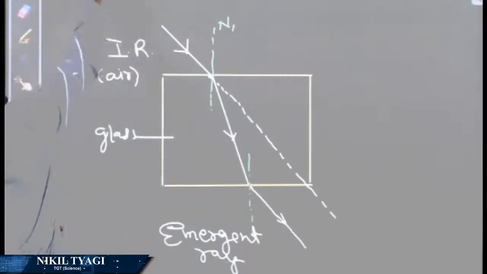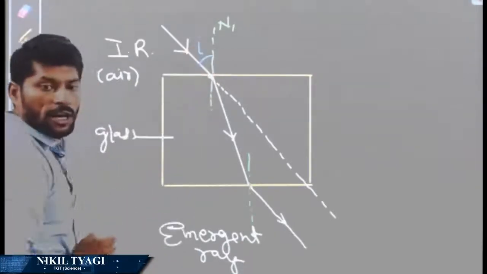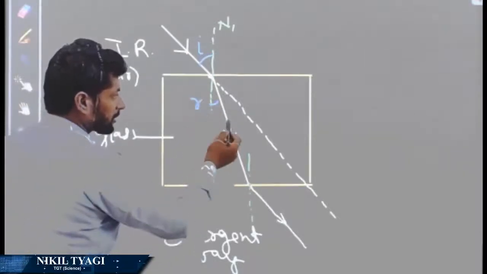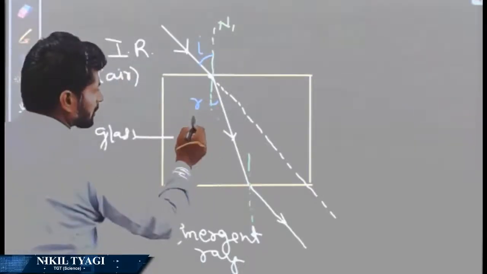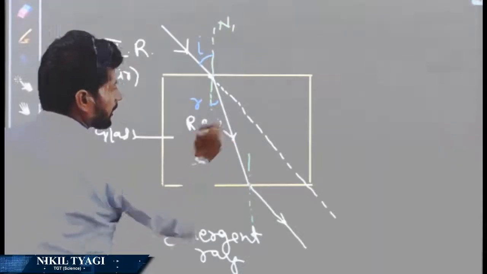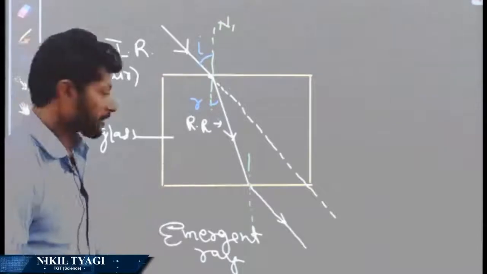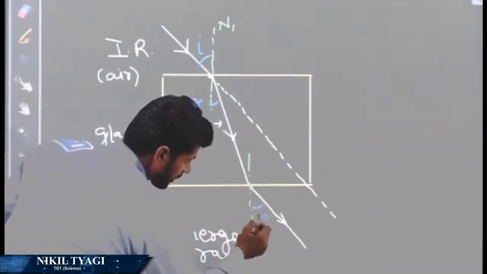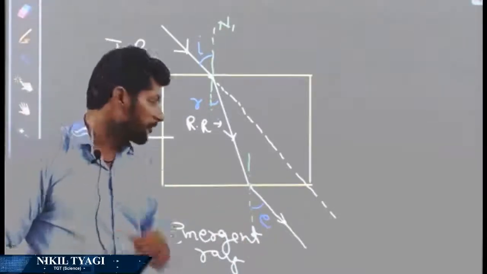Where is the angle of incidence here? In this case, this is the angle of incidence I. This is the angle of refraction R. Reason? Because this light ray is the refracted ray. I am writing RR, refracted ray. So the angle between the normal and the refracted ray is the angle of refraction. This angle is the angle of emergence. Here E, angle of emergence. The angle between the normal and the emergent ray is the angle of emergence, right?